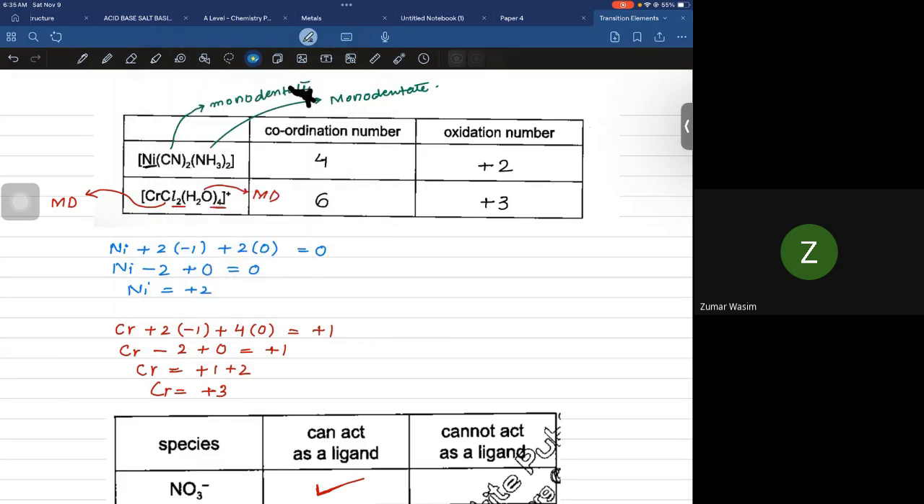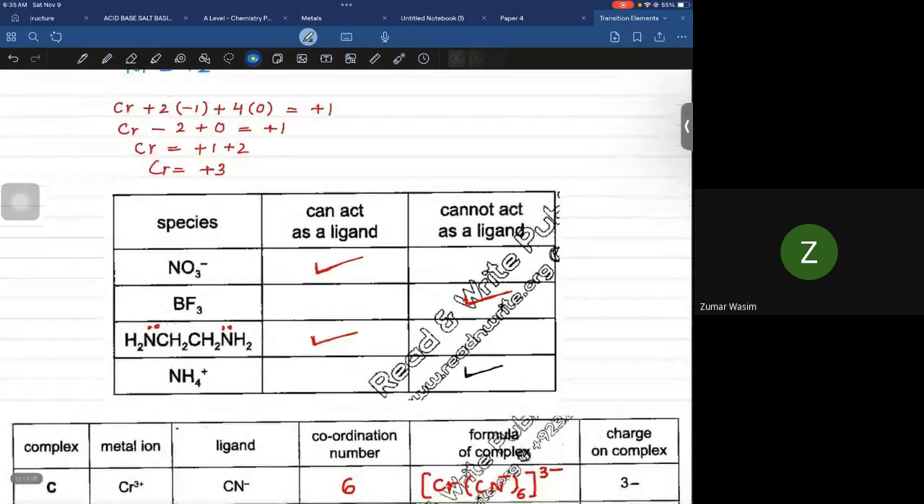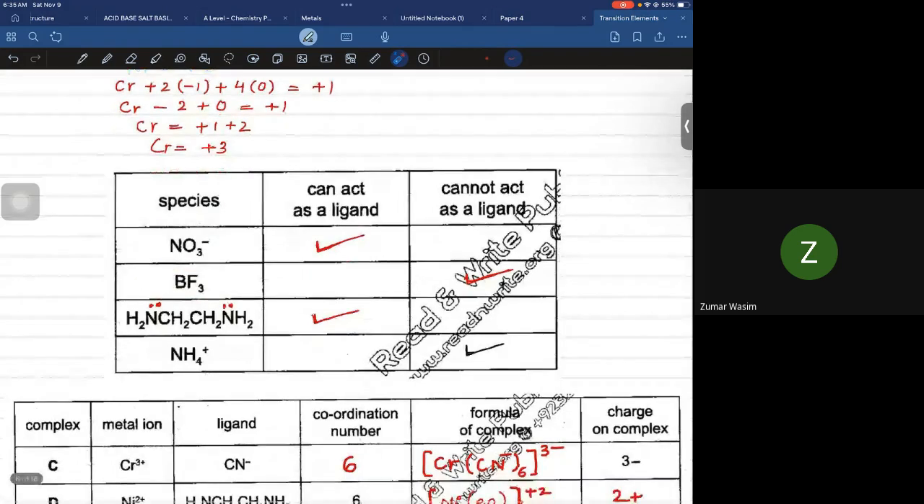चलो आगे चलते हैं. Now see this. They are asking to identify the ligand. So it can act as a ligand because it has a negative charge. It can act because fluorine has a lone pair of electron. It can act because ammonia के जो nitrogen है, like amine के उस पे lone pair of electron है. So it can act as a ligand. ये positive है. It cannot act as a ligand. This is the positive one. It cannot act as a ligand. Okay.